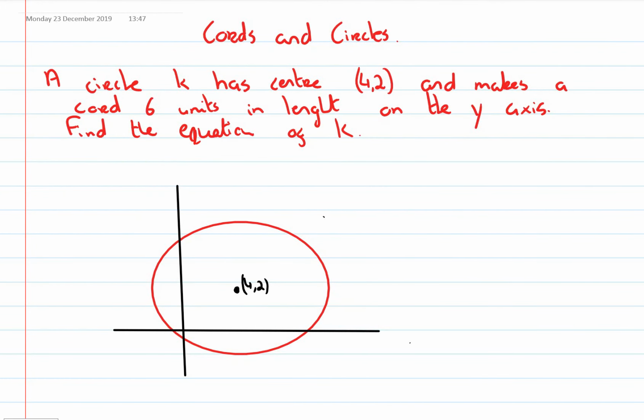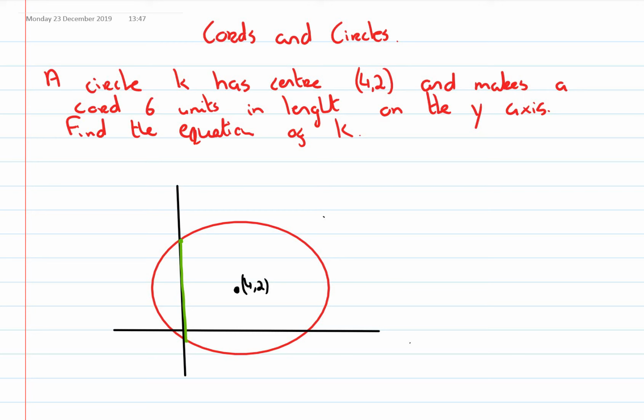Last type of question then. A circle K has the centre 4, 2. So I'm after sketching it. There's my circle K. There's my centre 4, 2, and it makes a chord 6 units in length on the y-axis. So from here to here is 6 units. Find the equation of K.